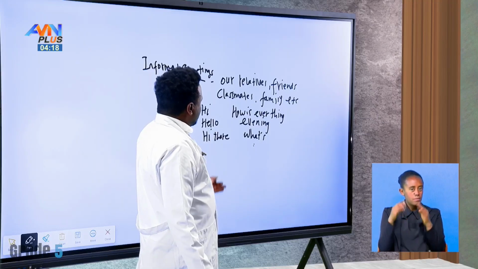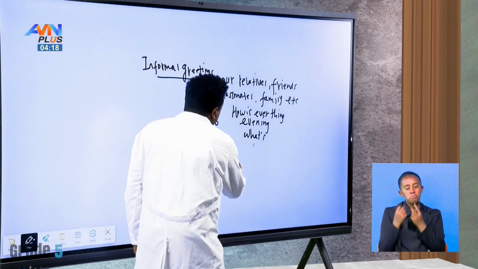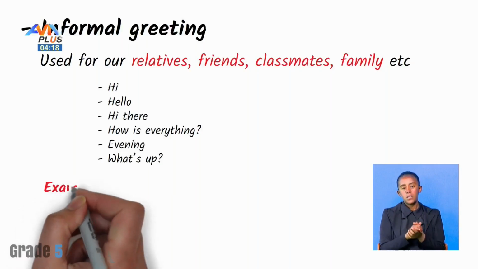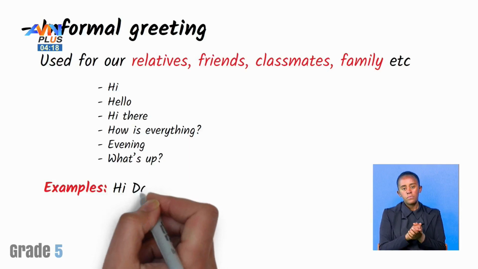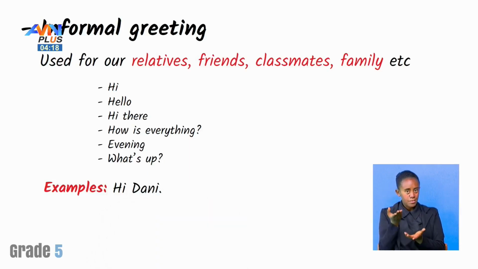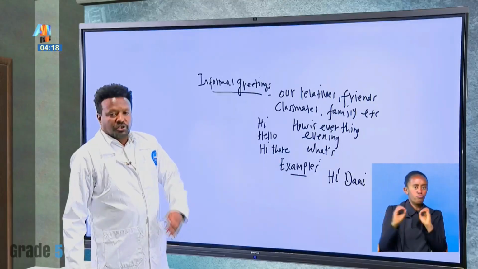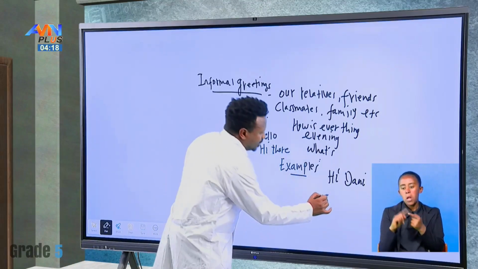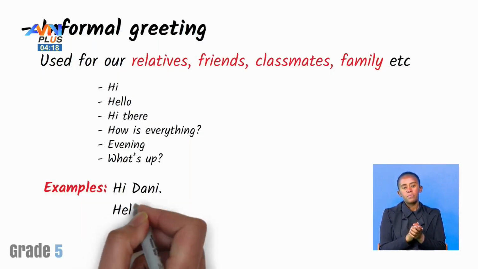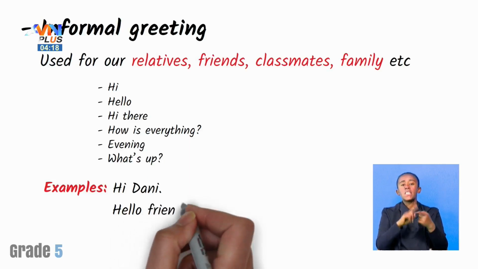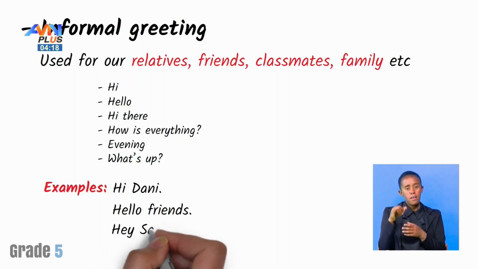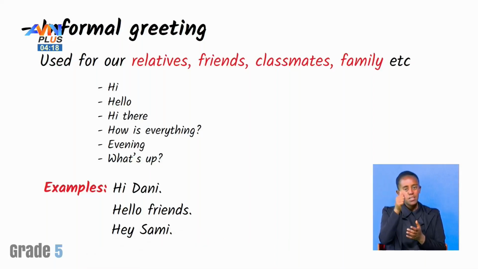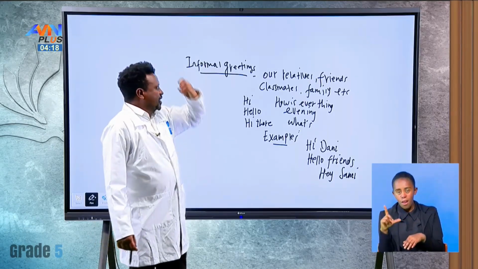So based on this, let's see some examples. Simply, hi, Danny, with their nicknames, okay? Assume that Danny is your classmate. So, hello, friends. Or, hey, Sami. So these are what we call informal greetings.